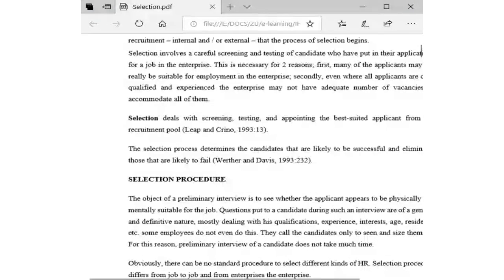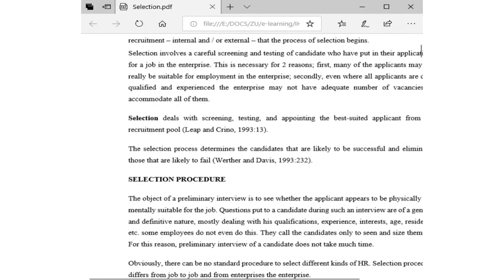So we've said in our definition, selection deals with screening, testing, and appointing the best suited applicants from the recruitment pool, or the process that determines candidates that are likely to be successful and eliminate those that are likely to fail. So you can see the elimination starts. Elimination begins in selection, but in recruitment, we were attracting, everyone was being attracted in the whole process. But here in selection, we're eliminating those who do not qualify, and those who qualify, we bring them on board as they move on from one stage to another.